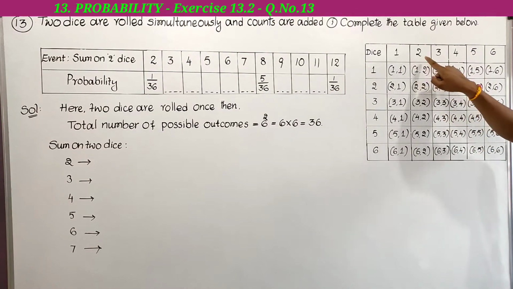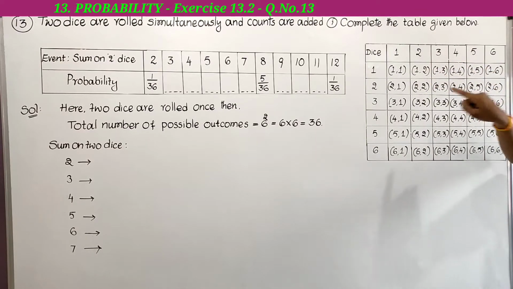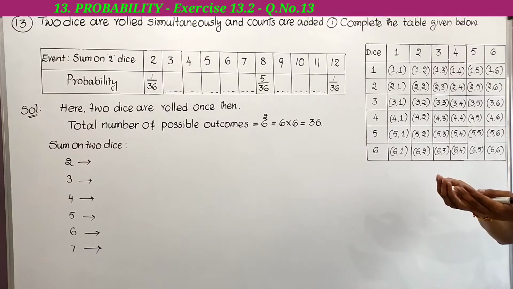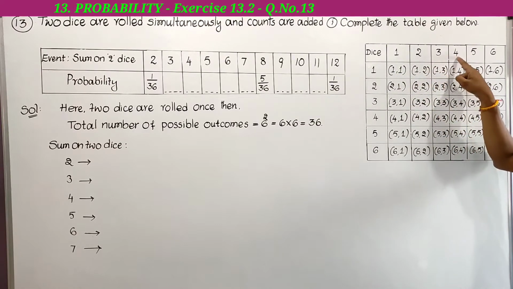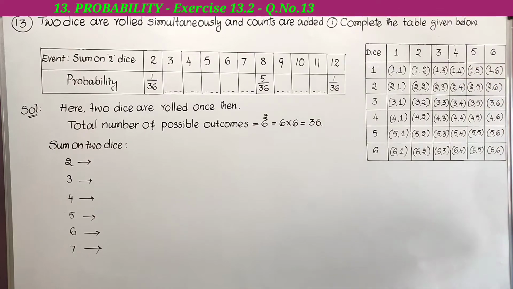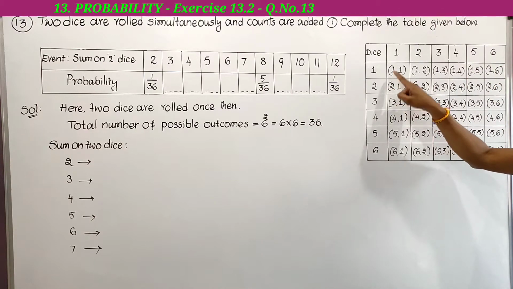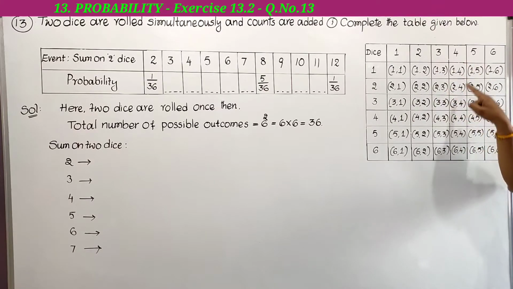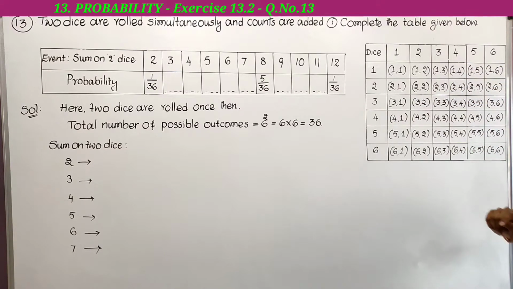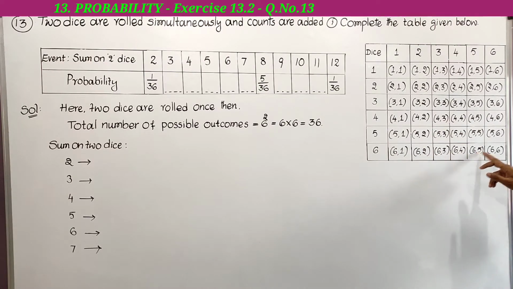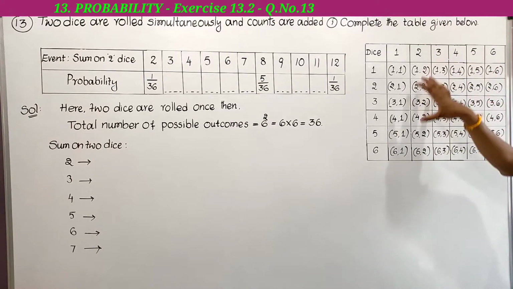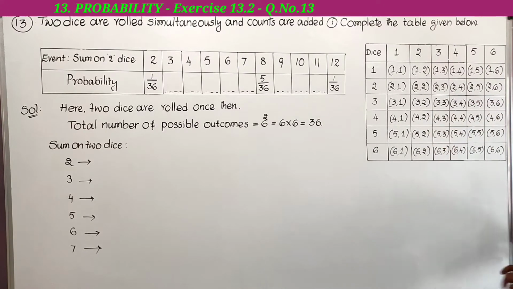See here, there are 36 outcomes in this table. These are the outcomes on the first die, and these are the outcomes on the second die. If 2 dice are rolled at once, the possible outcomes are 1,1 or 1,2, 1,3, 1,4, 1,5, 1,6. In the same way 2,1, 2,2, 2,3, 2,4, 2,5, 2,6 and so on up to 6,1, 6,2, 6,3, 6,4, 6,5, 6,6. Totally these are 6 into 6, 36 outcomes.